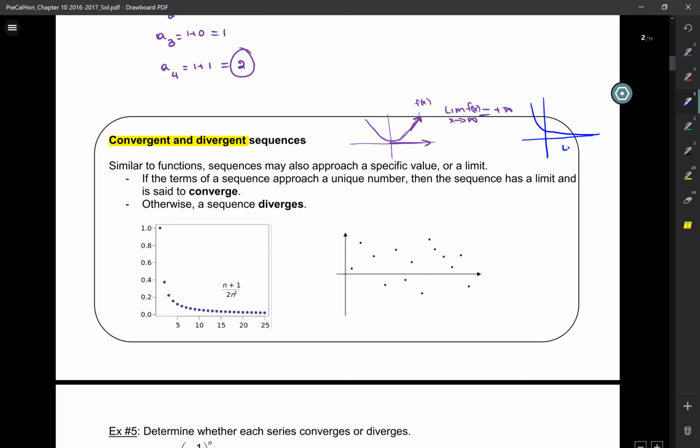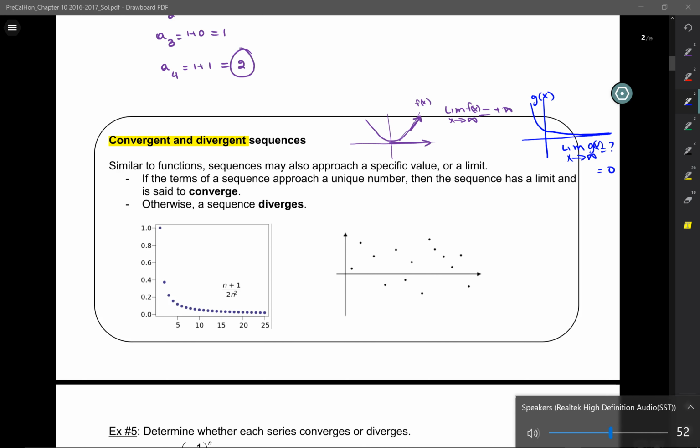Now, what if you had a function that looked like this? Okay, well, what is the limit of, let's call this g of x, what is the limit of g of x as x approaches infinity? Well, look, it looks like g of x is approaching 0 as x approaches infinity, right? So the end behavior here is 0, right? So do you see the cases here? One is approaching, this one, g of x is approaching a finite number. And in the other case, it goes to infinity, all right?